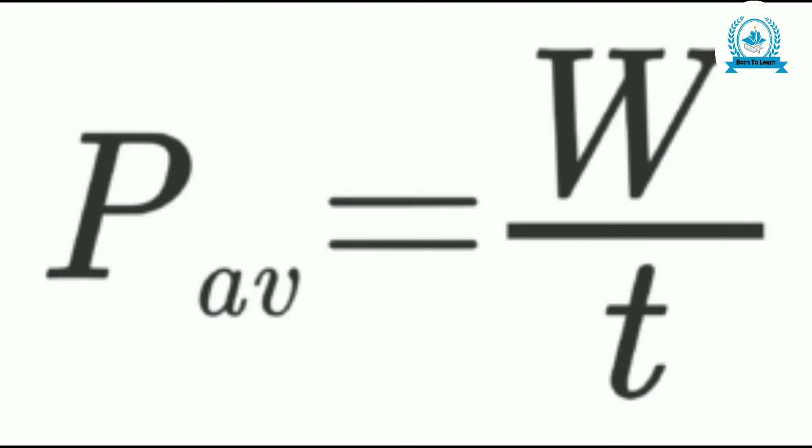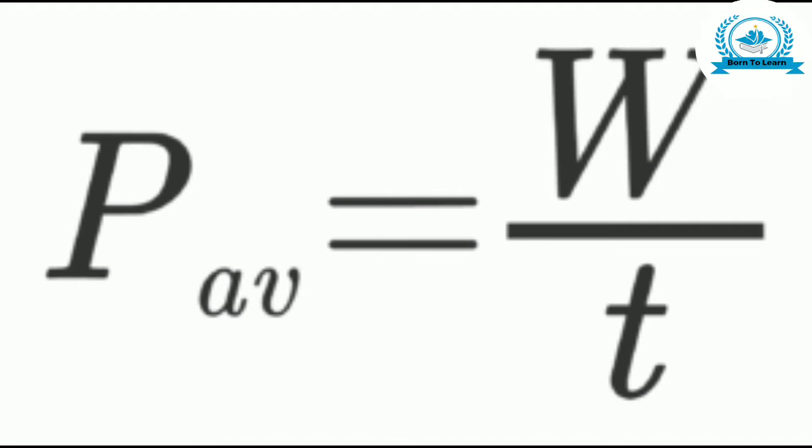Formula for calculating electric power. We know that power equals work done by time taken, or P equals W by T. We have already studied that the work done W by current I when it flows for time t under a potential difference V is given by W equals V into I into T joules. Putting this value of W in equation 1, we get P equals V into I into T by T joules per second, where V equals potential difference or voltage in volts and I equals current in amperes.